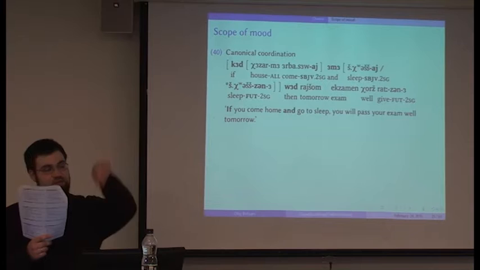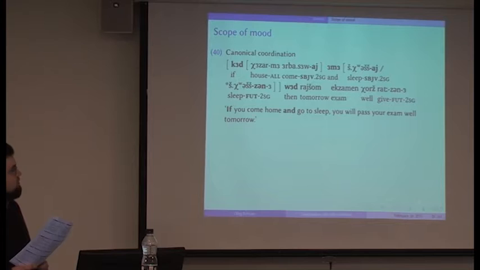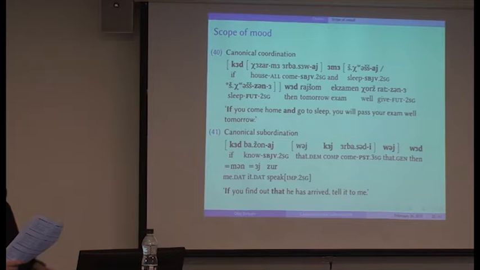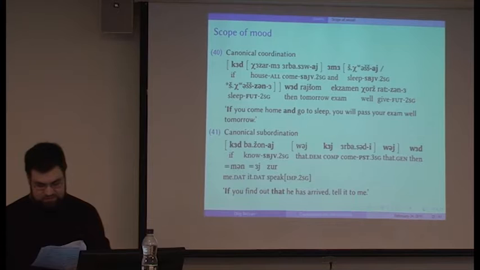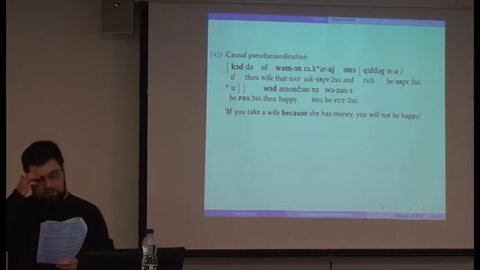In 41, we see that in the subordinating construction, on the contrary, there is no such requirement. So if you find out that he has arrived, tell it to me. Here only the verb know carries the subjunctive feature, whereas the complement clause has simple past tense. And according to this test, causal pseudo-coordination is coordinating, meaning that both clauses must carry the same mood feature.